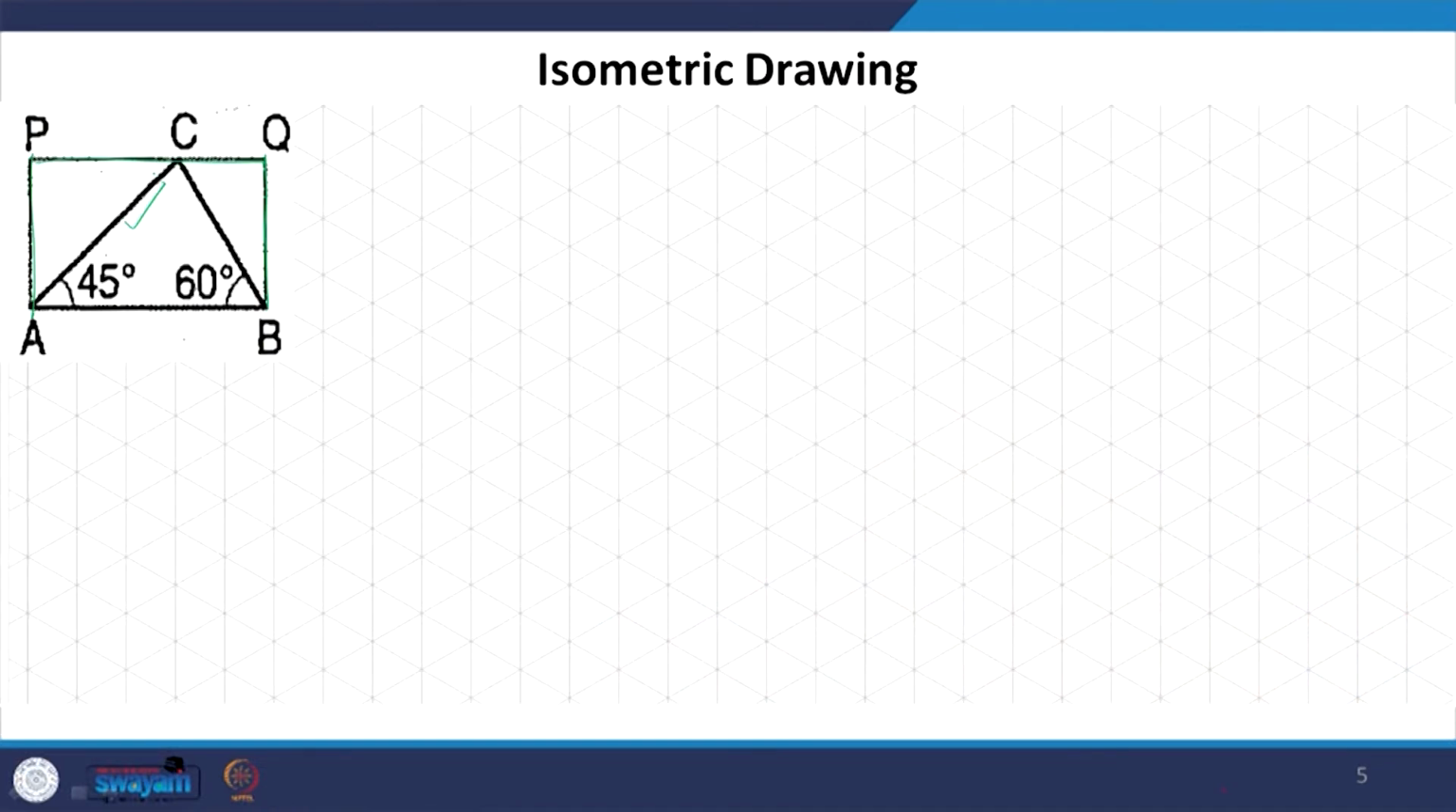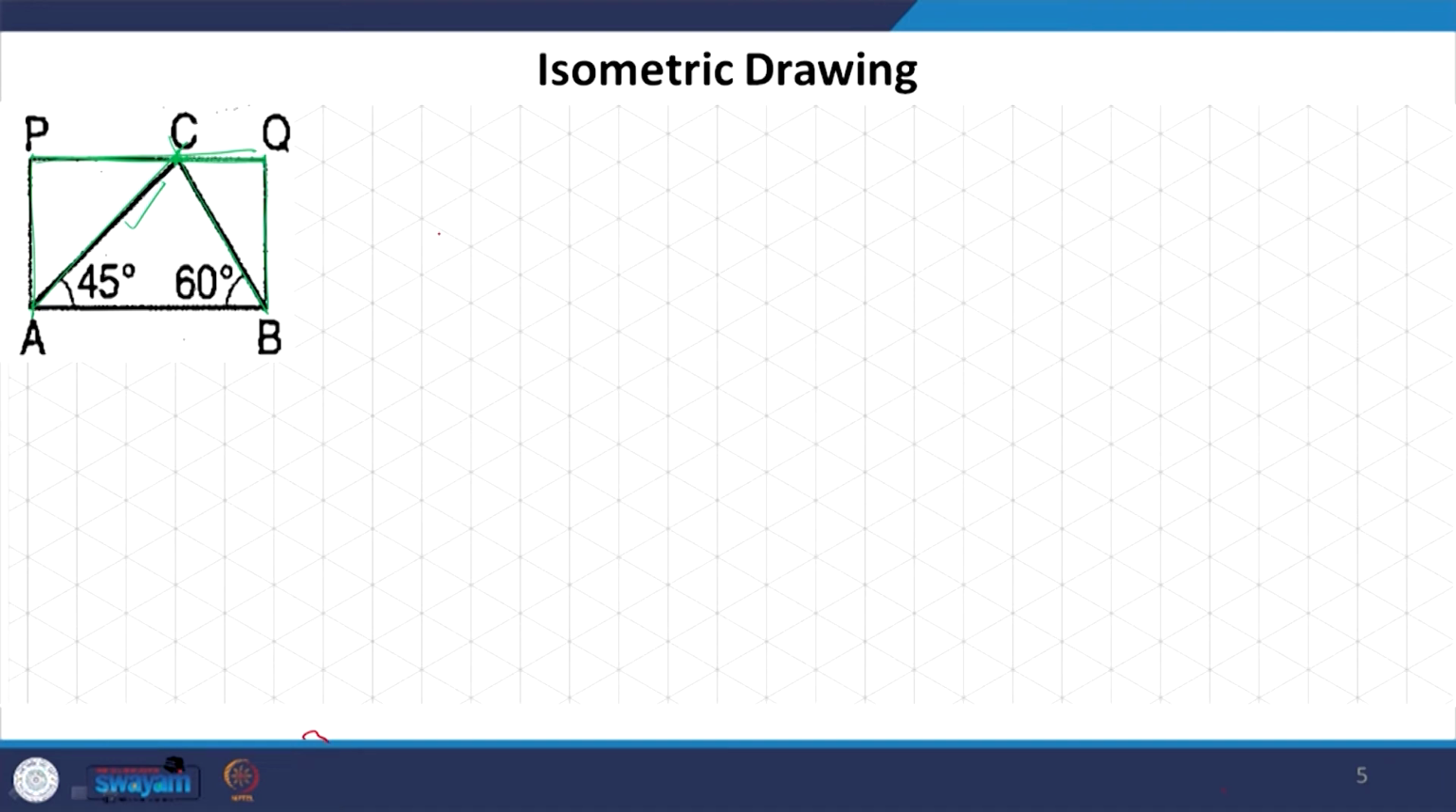Now, since AC and BC are non-isometric lines, we cannot establish where this point C will come. There are two ways of doing this. One very simple way is we make this rectangle, and we know how much PC and CQ are, and we do it like this. So, this is what we are going to do here.